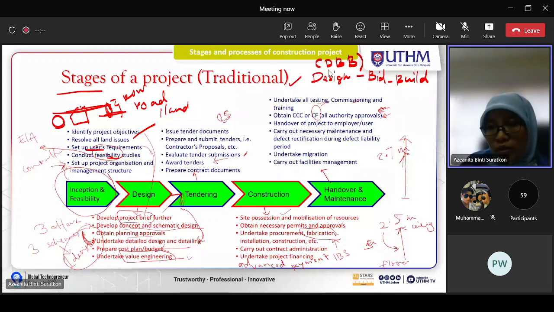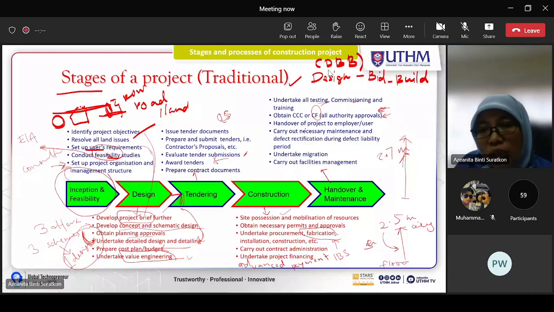Because sometimes, depending on the client's financial ability, this one maybe will be done later after the building is occupied. But the good practice is actually getting the CF before the building is occupied. So after that, the building or the infrastructure will be handed over to the employer or the user. And this one is actually the next stage, carry out necessary maintenance and defect rectification during the defect liability period.